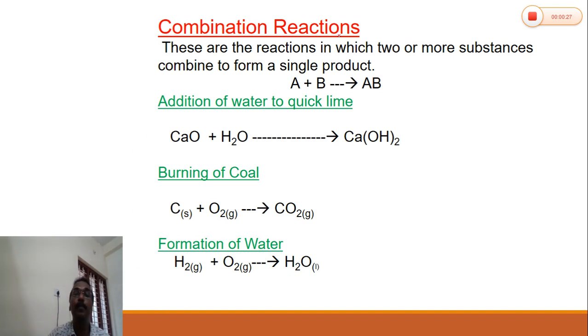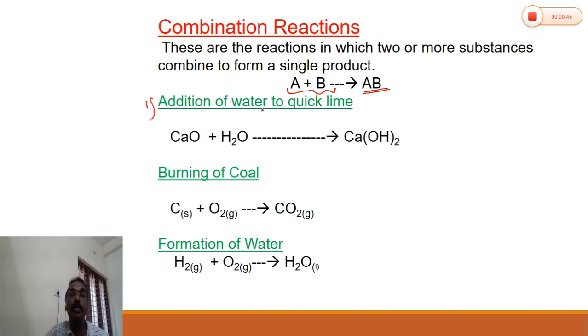Now, first one, combination reactions. These are the reactions in which two or more substances combine to form a single product. That is, A plus B gives AB. Here A and B are reactants, AB is the product. These are three examples of combination reactions.